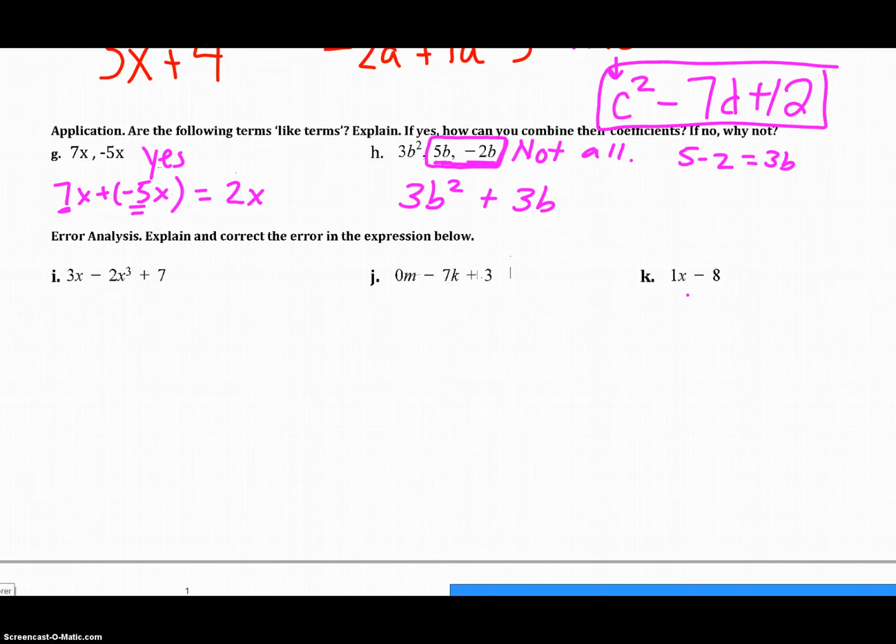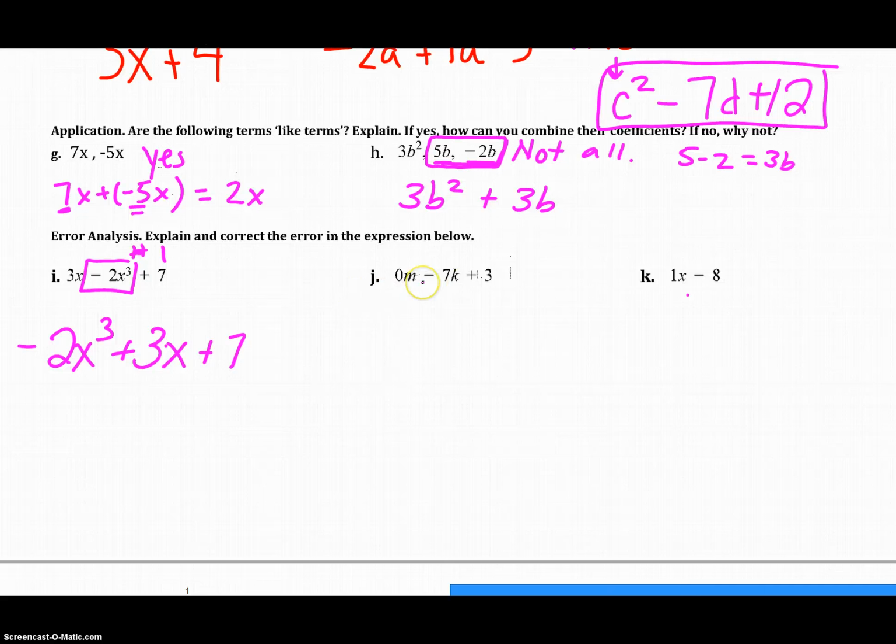All right, so standard form, what has to come first? The exponent with the highest value comes first. So this negative 2x to the third has to be first because the exponent is the biggest, followed by the 3x and then the 7. So the error, this one has to be first.